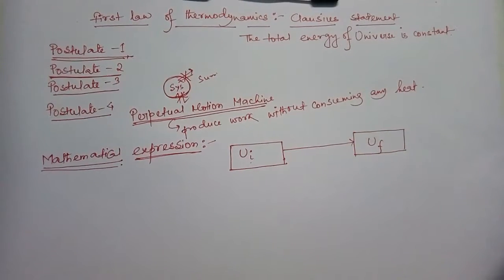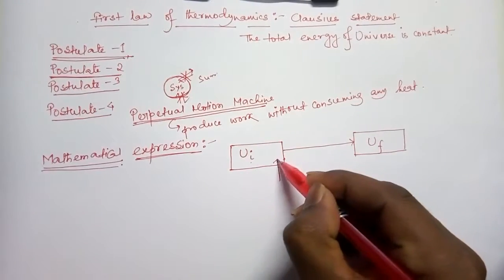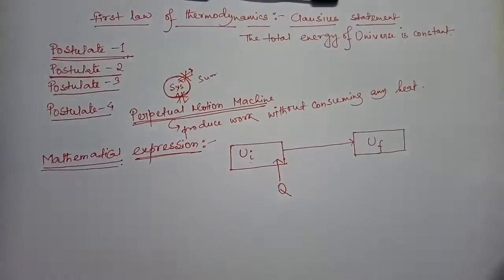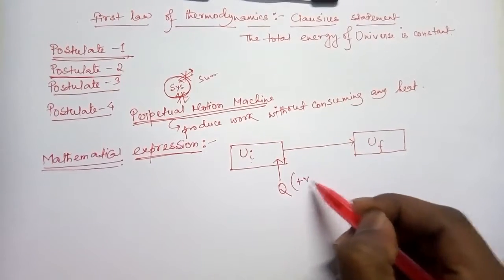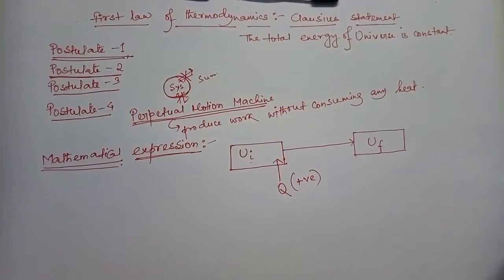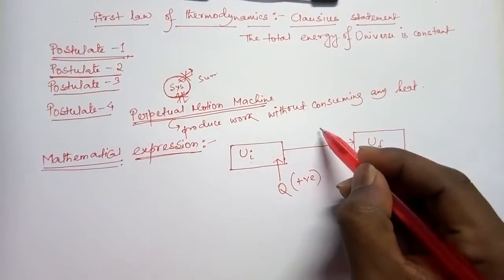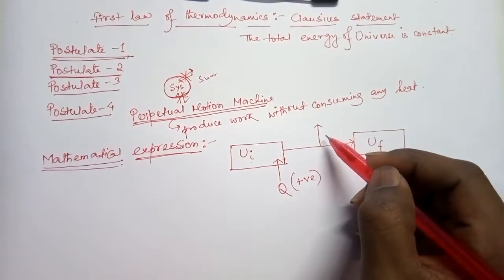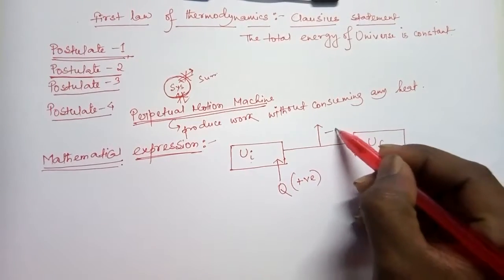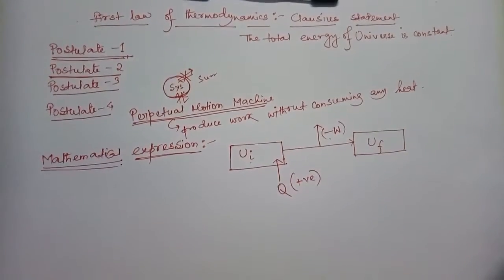Suppose during this conversion the system is absorbing heat from the surroundings. As heat is absorbed, according to IUPAC it is positive, and after absorption of Q amount of heat the system is doing some work. That means the work is done by the system. So according to IUPAC, this is negative, and it goes to the final state UF.